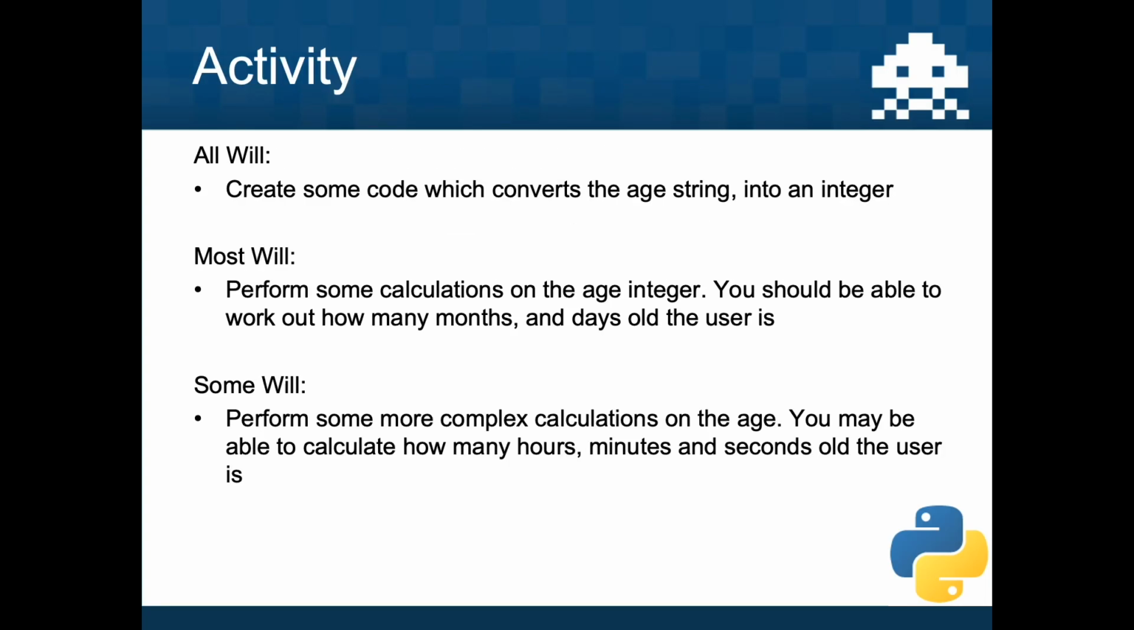So now that we've looked at my example, I would like you to pause the video and have a go at this activity. I'd like you to create some code which converts age into an integer. I'd then like you to do some calculations to work out how many months old and days old the user is. If you complete that, I would like you to see what other calculations you could add. You could maybe add hours old, minutes old, even seconds old by doing some different calculations.